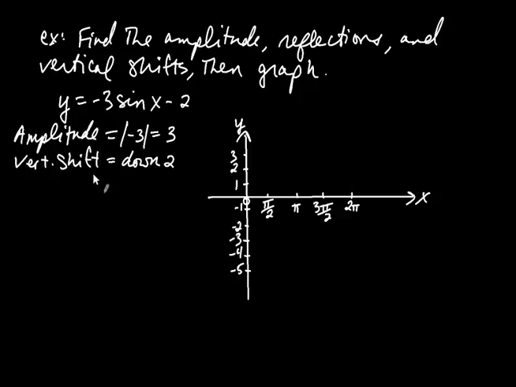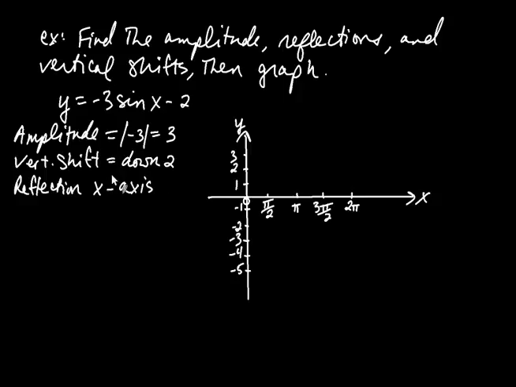Now, the way you apply these transformations, the order matters. Oh, by the way, there's one more transformation here, and it has to do with this negative sign here. So notice how the amplitude is just the absolute value of this number. If the number is negative, that's responsible for a reflection across the x-axis. So let's write that down, that there's also a reflection across the x-axis.